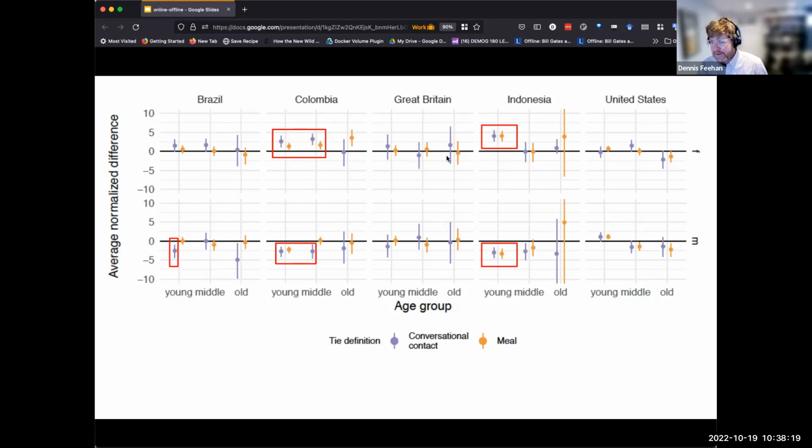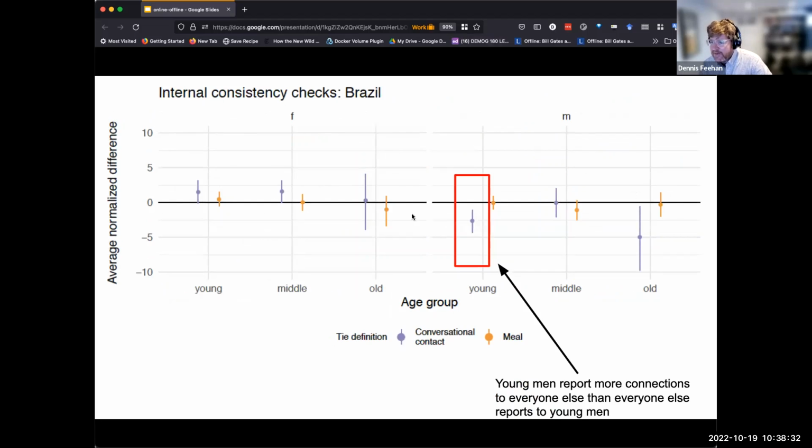box in red the groups where I think that's especially noteworthy. Maybe it's a little easier to explain this with this specific example. I think sociologically this is really interesting. Unfortunately, with our data, we can't tell whether it's actually that young men report more connections or whether everybody else is reporting fewer connections to young men. It'd be really cool if we could, because I think it says something about who gets remembered and who doesn't get remembered in these network reports, which is an interesting question.